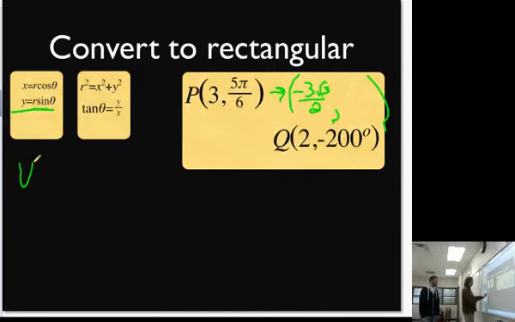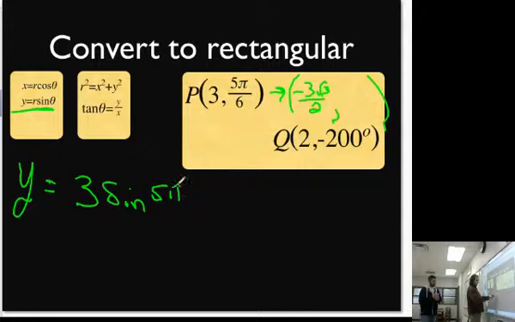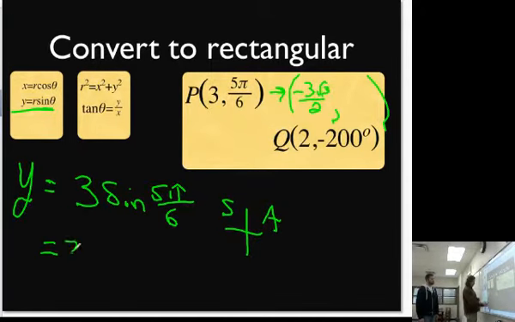Right. So y equals r, which is 3, times this time the sine of 5 pi over 6. So I believe the sine was 1/2. Yep, looking back at that triangle. And is it positive or negative? Positive. Okay, so the answer is 3 times the sine of 5 pi over 6, which is positive 1/2. So the answer is 3/2.